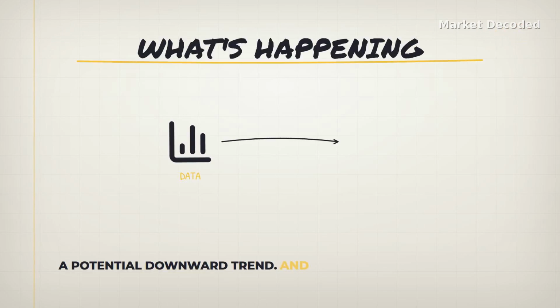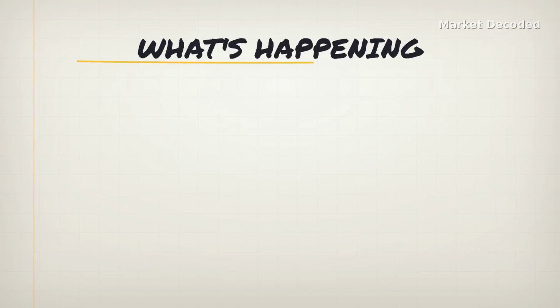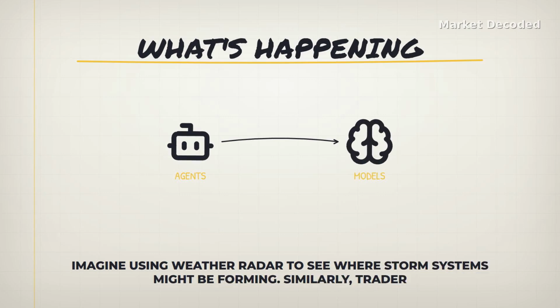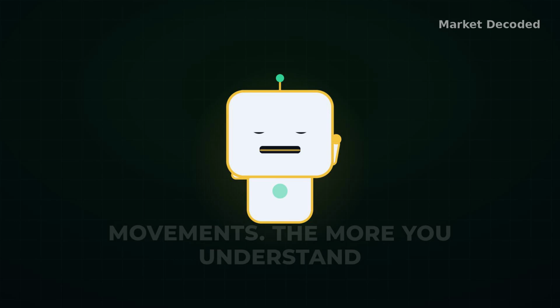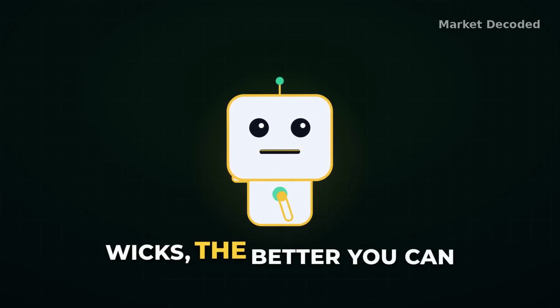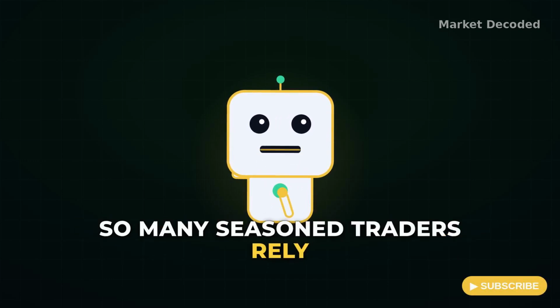And here's another neat trick. When you pair candlestick charts with other tools like moving averages or volume data, you can get even more insights. Imagine using weather radar to see where storm systems might be forming. Similarly, traders use these combined signals to make educated guesses about future price movements. The more you understand these little sticks and their wicks, the better you can predict future trends. That's why so many seasoned traders rely on them.